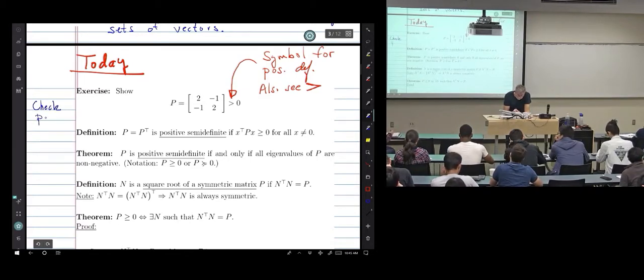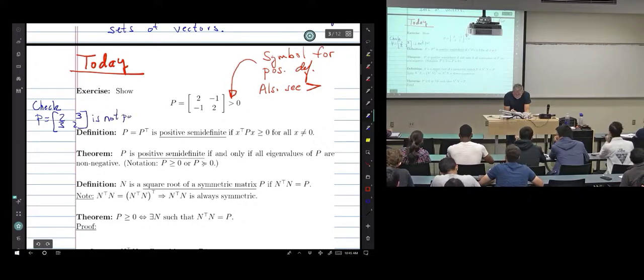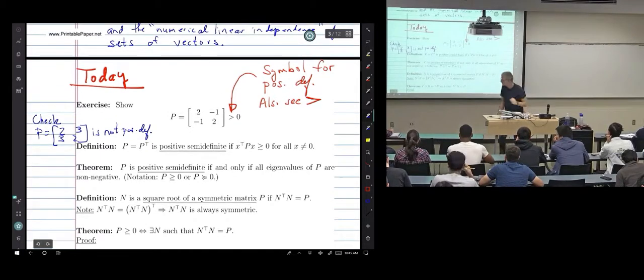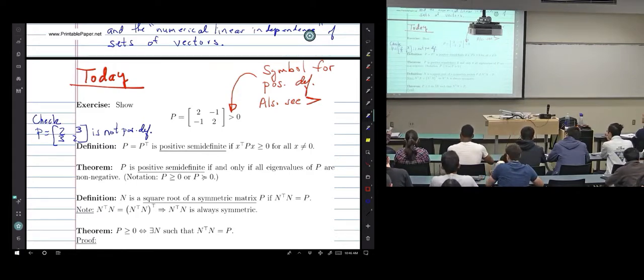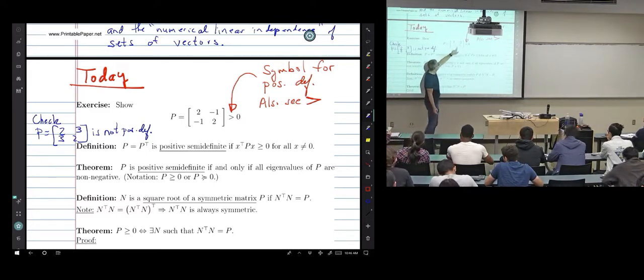check that P equals 2, 3, 3, 2 is not positive definite. Yay, all the entries are positive, but it's still not a positive definite matrix, okay? I can find vectors where I do x transpose P x and I get a negative number. So you really have to check the eigenvalues.